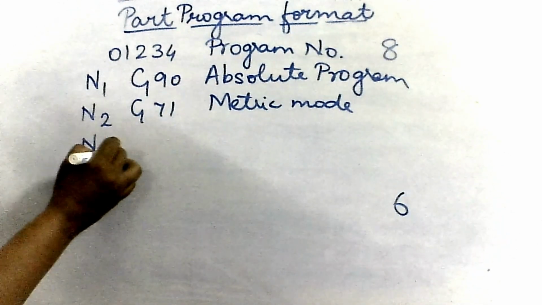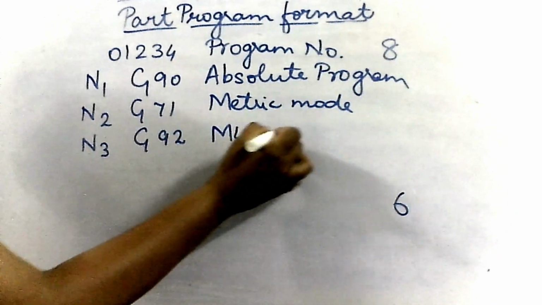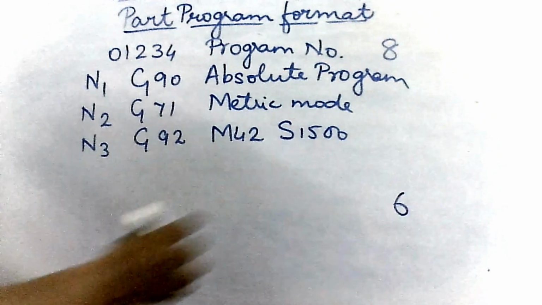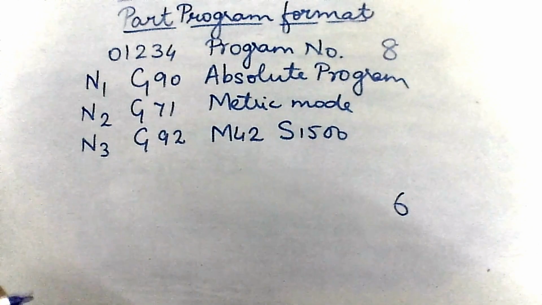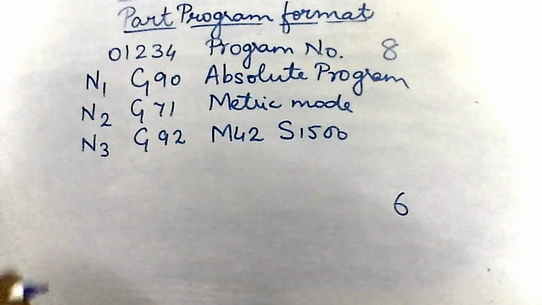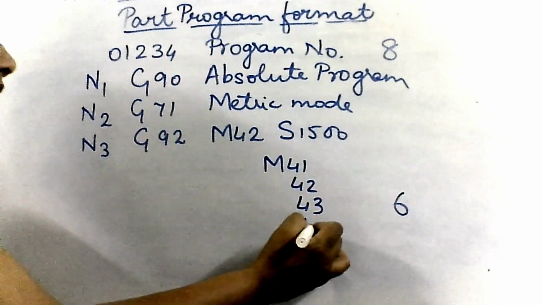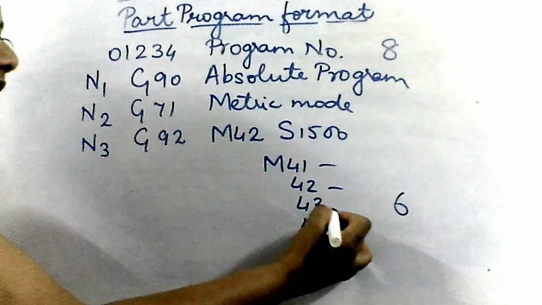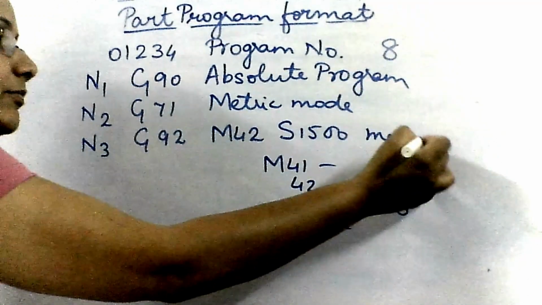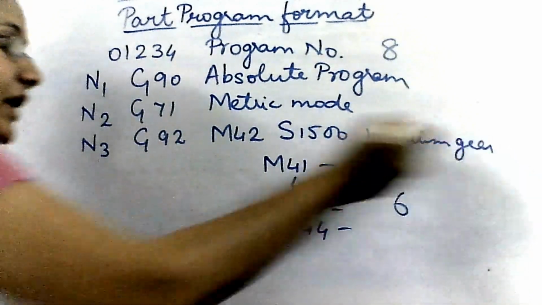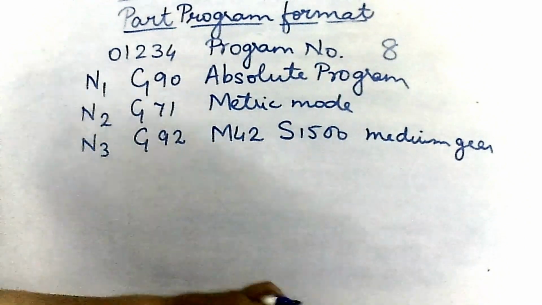Then N3 is G92, M42 and S1500. G92 represents maximum spindle speed clamp. M42 represents medium gear select. In M codes, we have M41, M42, M43 and M44, which are the first gear, second gear, third gear and fourth gear. Here we have taken M42, which is medium gear. And S1500 represents spindle speed in RPM.